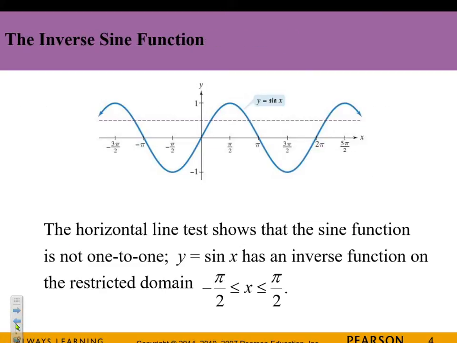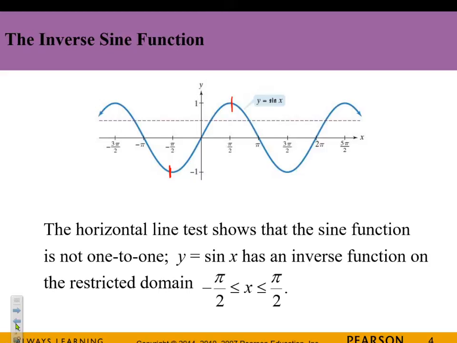You're okay with that? So instead of looking at the whole curve, because it's not going to pass the vertical line test, I'm going to take the piece that goes from here to right about here. We're going to only look at that piece, because now that piece would be one-to-one, wouldn't it? It would pass both the horizontal line test and the vertical line test.